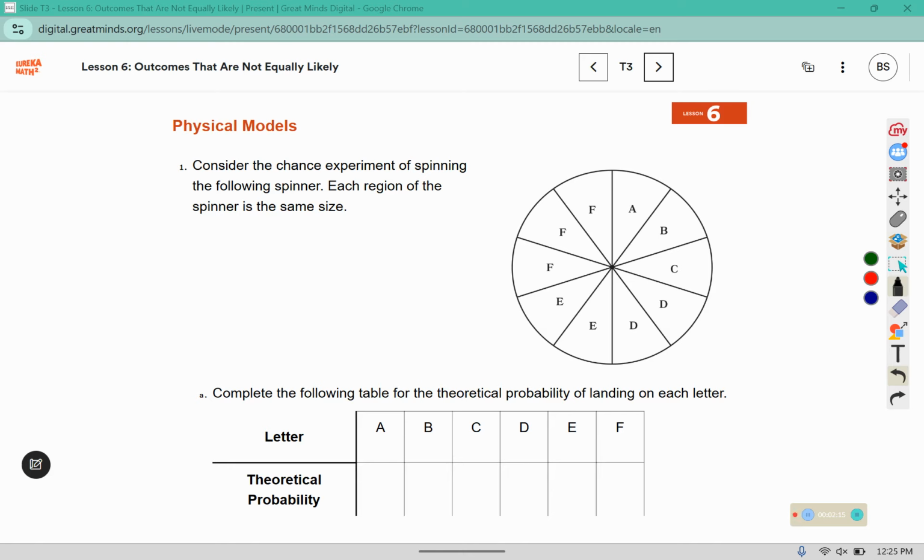Well, each of the pieces is the same size, and there's 1, 2, 3, 4, 5, 6, 7, 8, 9, 10. But there is only one A, so that is 1/10. There is one B out of 10, one C out of 10, 2 Ds, 2 E's, and 3 F's.